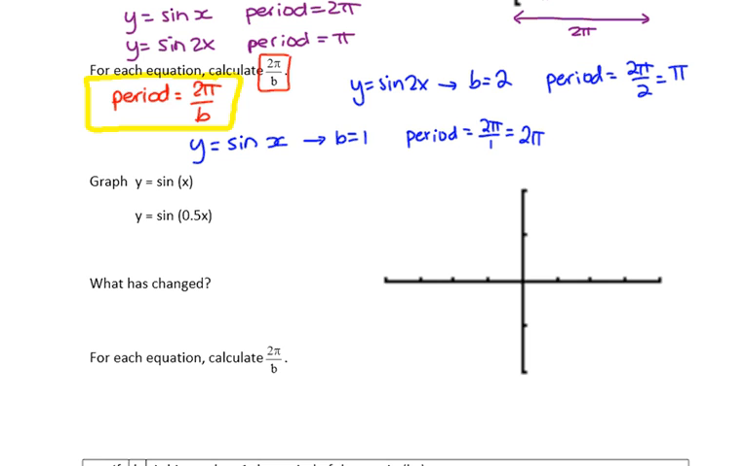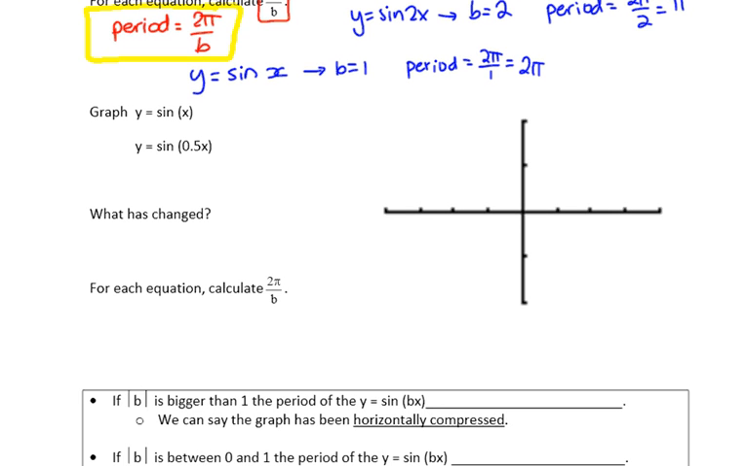So in this graph, should we skip this one? Do we know what b value does? Let's go down to the bottom. Yeah, it's going to be farther apart instead. Because let's look at this. Let's calculate what the period would be here of y equals sine 0.5x. What would be the b value of y equals sine 0.5x? What's the b value? The coefficient of x. 0.5. So if I was to calculate 2 pi divided by my b value of 0.5.